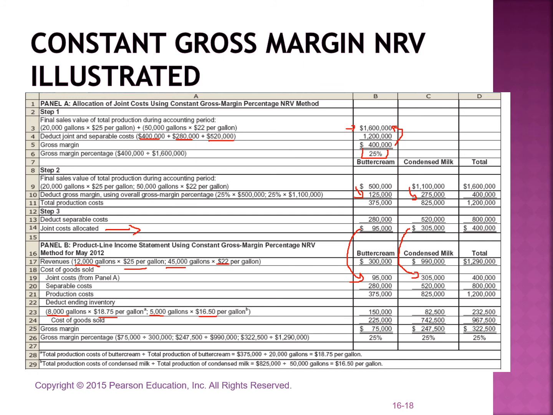So actually we reach the gross margin, and the gross margin percent will be found by dividing the 75,000 over the revenue. You will find it is 25%, as we decided from the beginning. So this is the constant gross margin net realizable value. Okay.